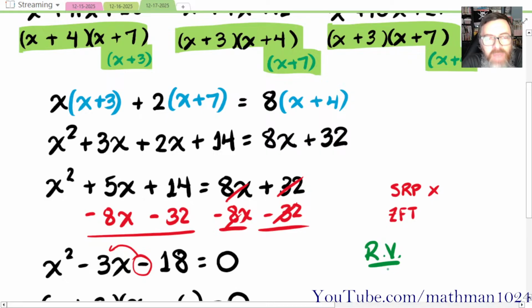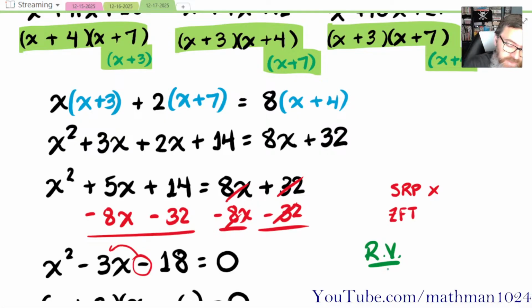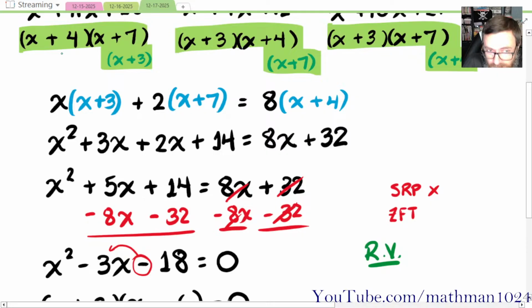Were there values of x that would cause a denominator to be 0? And the answer is yes. Look at these factors. We've got 3 factors. Each one of them could be 0 depending on what value of x you plug in. So for x plus 4, the restricted value is negative 4. For x plus 7, the restricted value is negative 7. And then for x plus 3, the restricted value is negative 3.